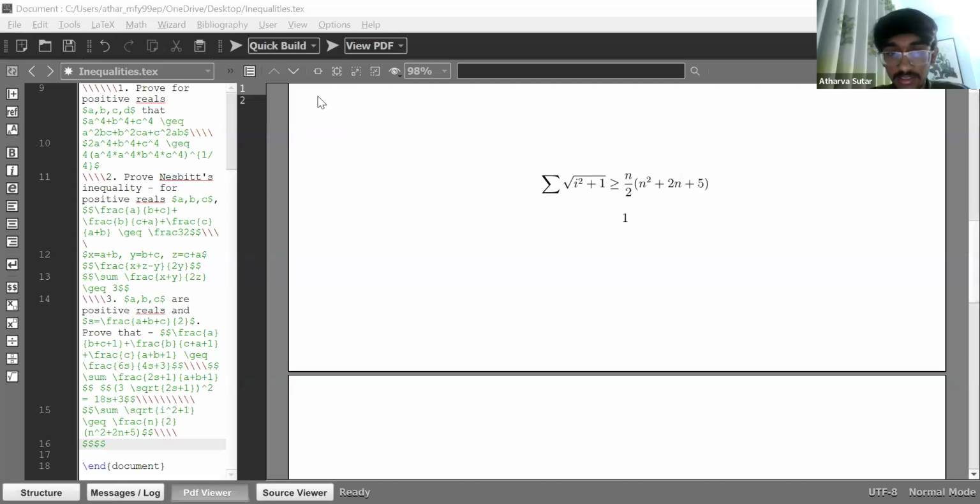You guys can message in the chat as well. Minus 1 by 4 I square plus 1 to the power minus 3 by 2. I'm not sure if this is correct, but... Sorry, can you type it?